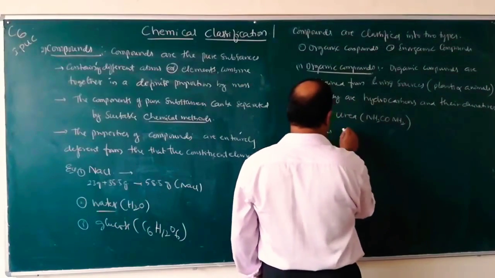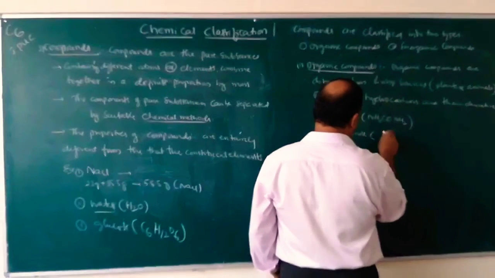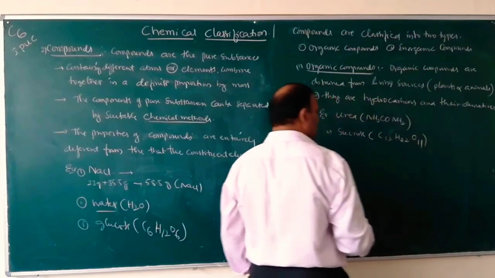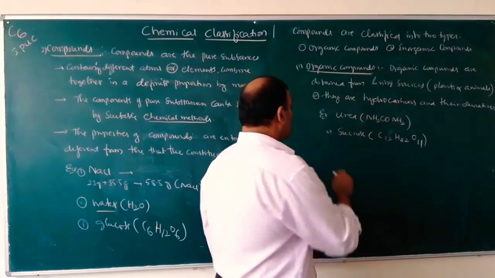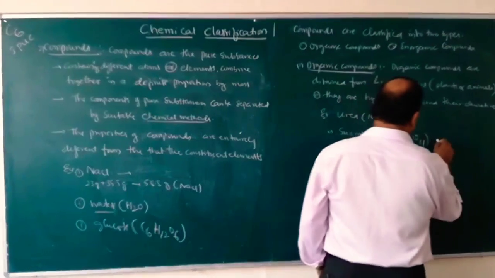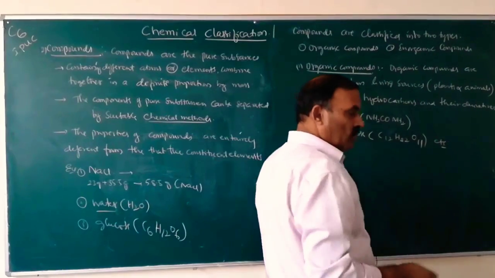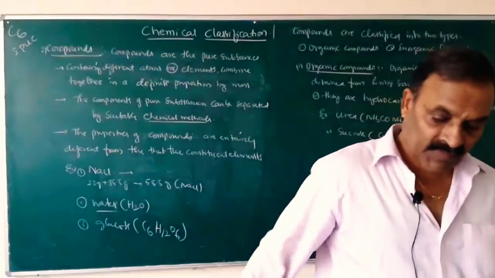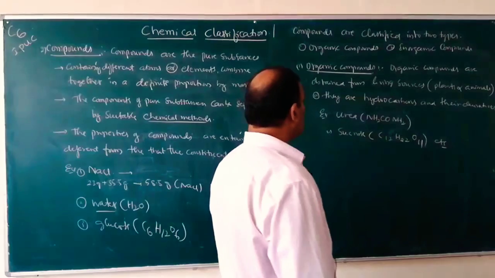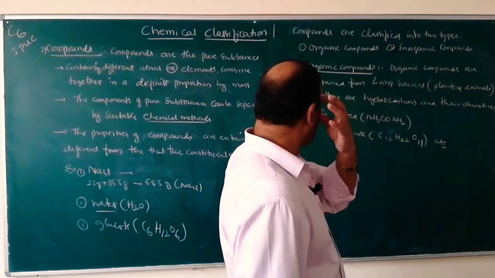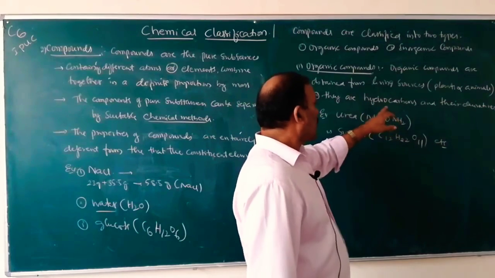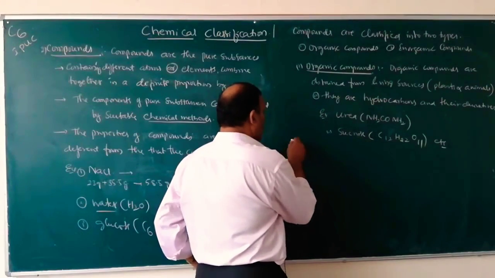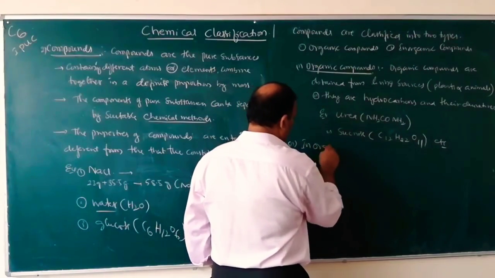Number 2, sucrose, C12H22O11. Sucrose is obtained from cane sugar, etc. Urea, sucrose, acetic acid, citric acid, palmitic acid, etc. are all of animal or plant origin, and are compounds of carbon and hydrogen, hydrocarbons, and their derivatives. What is the other type of compounds? Inorganic compounds.